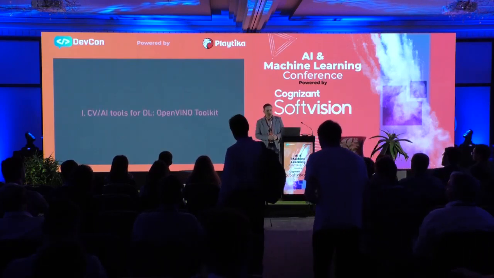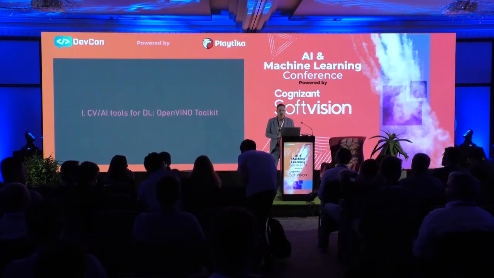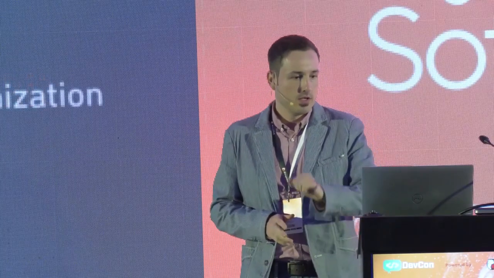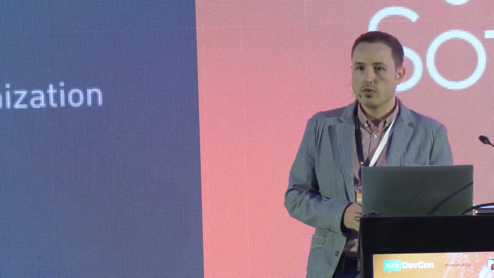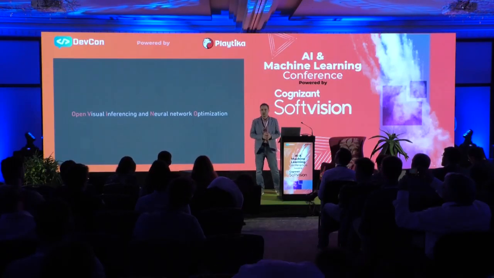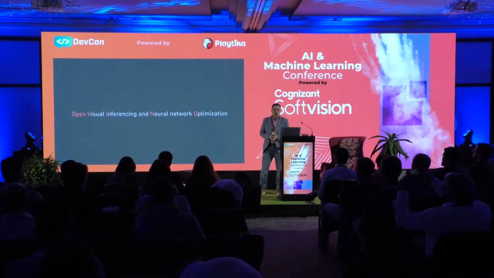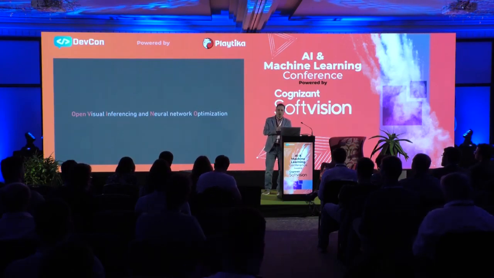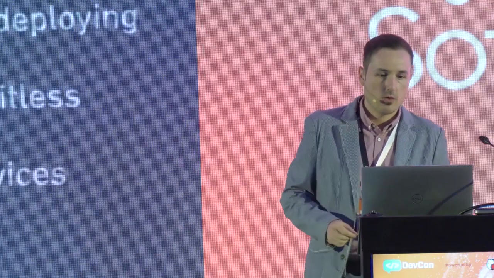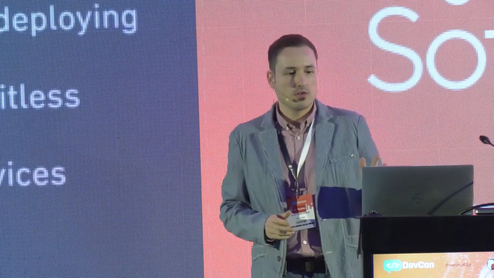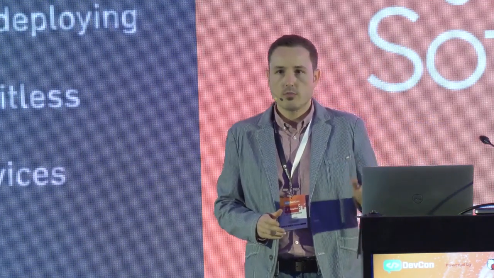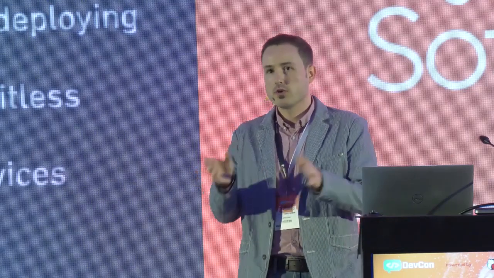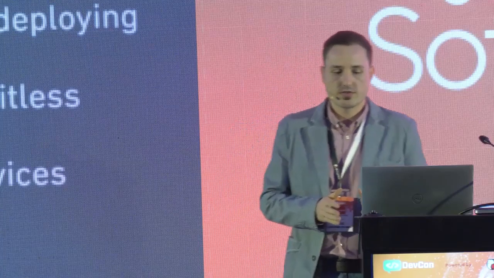Yeah, so the first part is CV and AI tools for deep learning with OpenVINO toolkit. Now, OpenVINO comes from Open Visual Inferencing and Neural Network Optimization, right? It's a set of tools that allow you to create and deploy faster models, basically. Now, it offers you tools for deploying at the edge, deploying on PCs, or deploying on edge devices, or cloud. It depends on your use case.